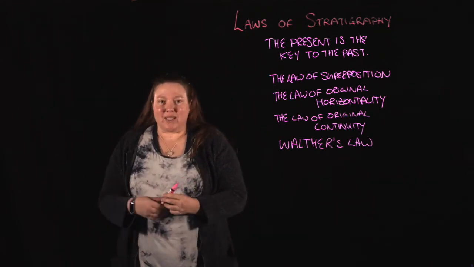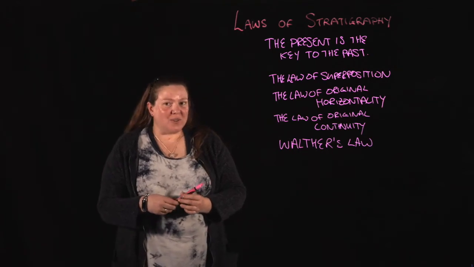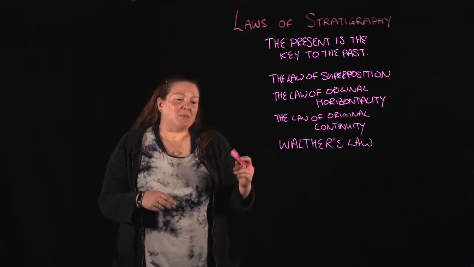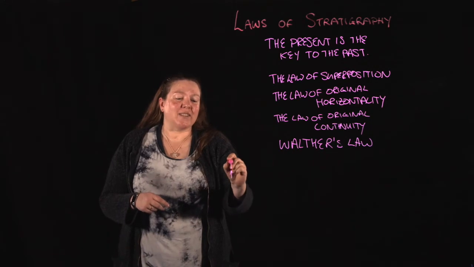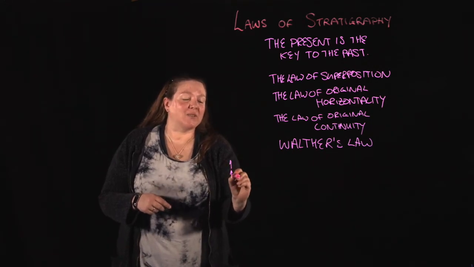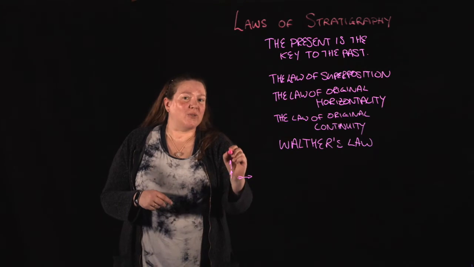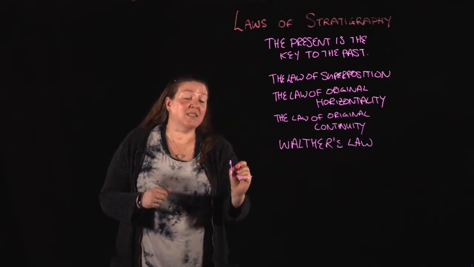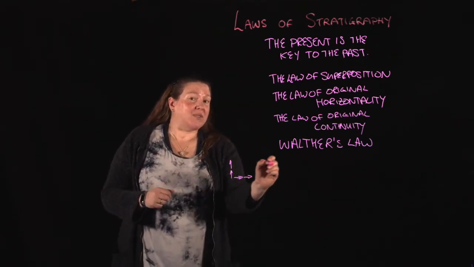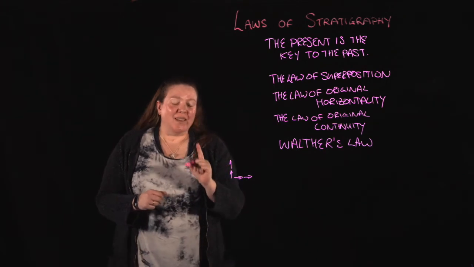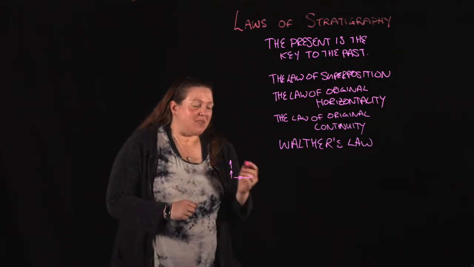So his law states that in a conformable vertical succession, you should get the same vertical transitions of facies as you see horizontally. So those vertical transitions of different facies or lithologies should be the same as the ones you'd see in space horizontally. So this is where I want to do a little demonstration of this.